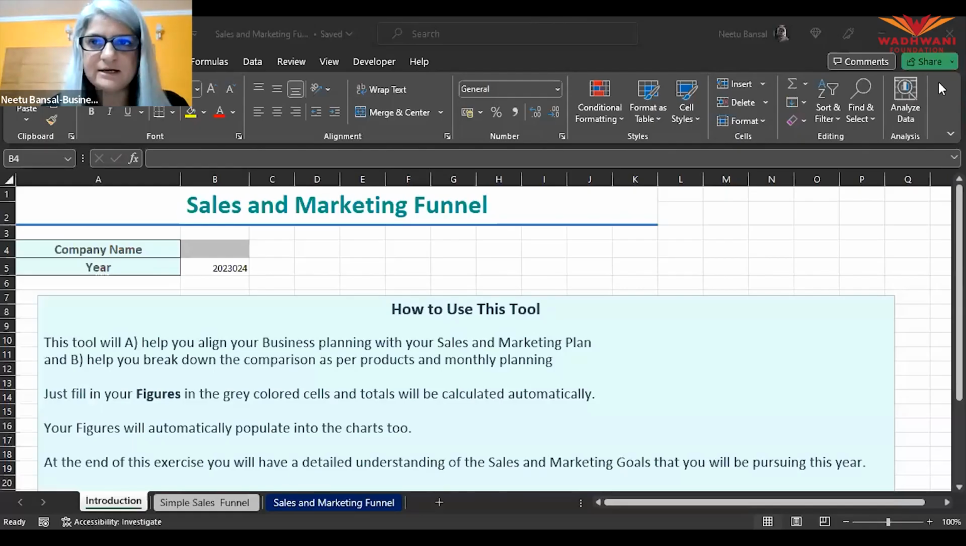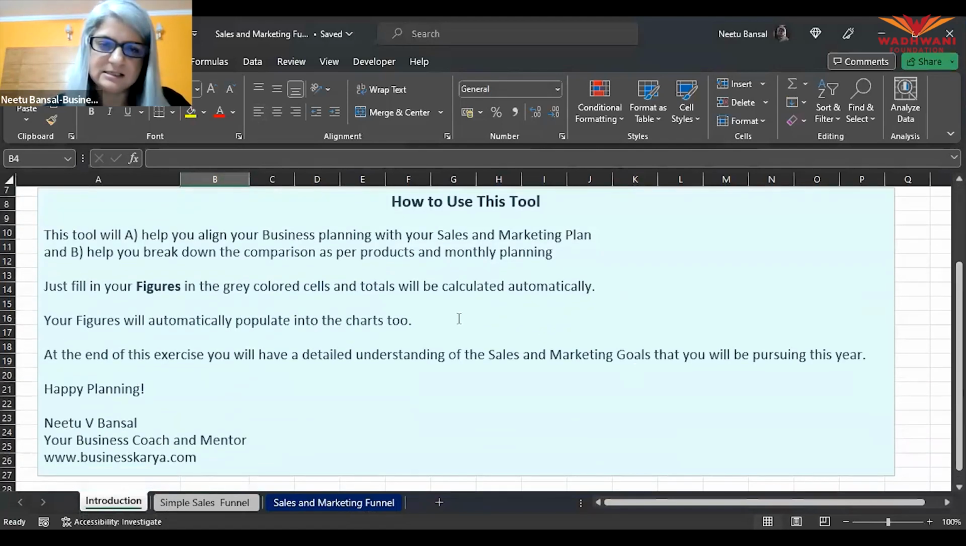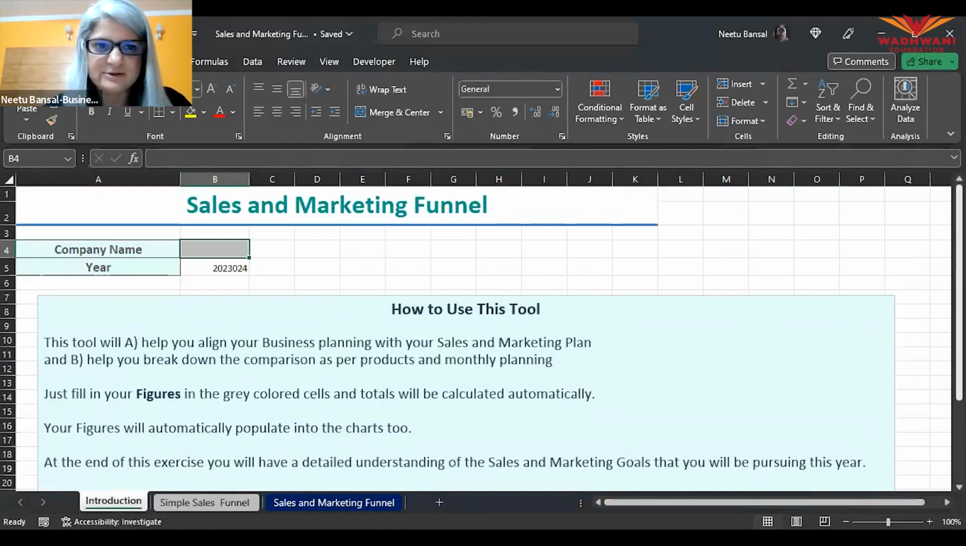This is the tool that you will see. It's called the sales and marketing funnel. There are 3 sheets in it, and the first sheet, introduction, gives you a little guideline on how to use the tool. Okay, so you can use that.